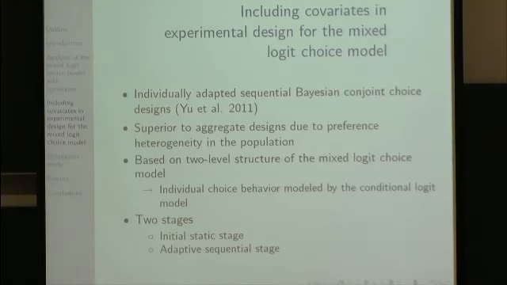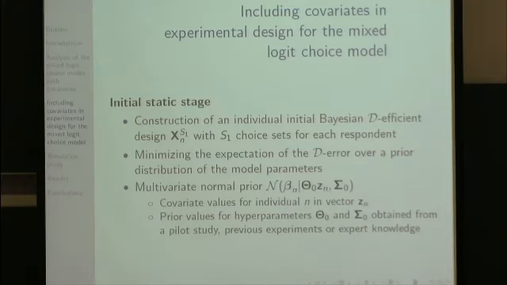I will go very quickly over the steps in this approach, as it was already explained in the previous presentation. I will just highlight where the covariate information comes in. So there are two steps in this approach, an initial step and then a sequential step where the choice sets are added sequentially. In this initial stage, we construct a specific individual design, more specifically a semi-Bayesian D-efficient design for each individual separately with, for example, S1 choice sets.